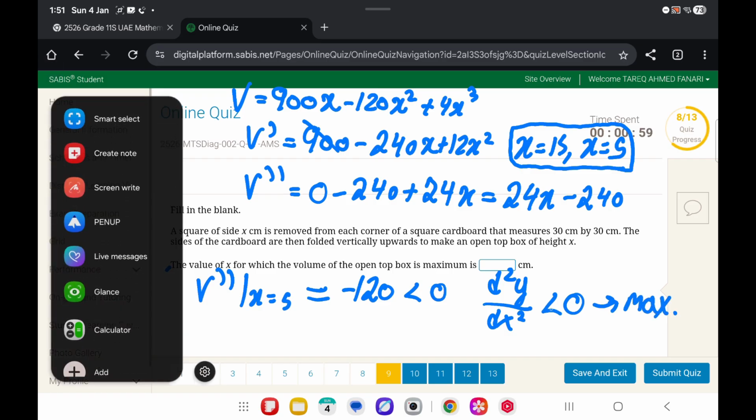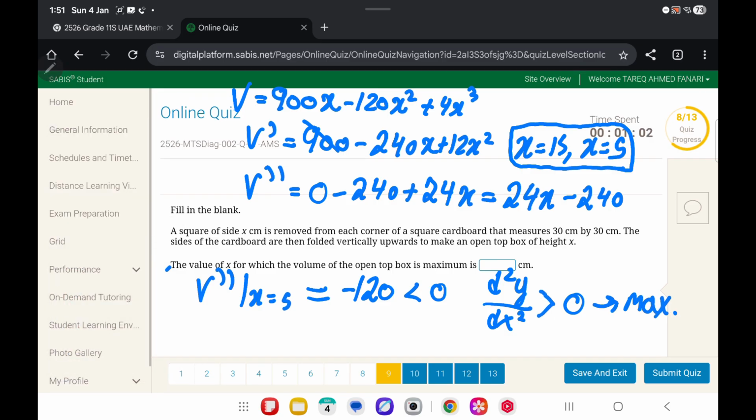Now, if it was greater than 0, this means minimum. Think of it as the opposite. If it's a positive number, you'd think it's the maximum, but no, it's the minimum. If it's a negative number, you'd think it's the minimum, but it's the maximum. It's the opposite of what you think, right? So here, in our case, it's less than 0. Less than 0 means maximum. So I don't need to check for x equals 15 because I already found it.